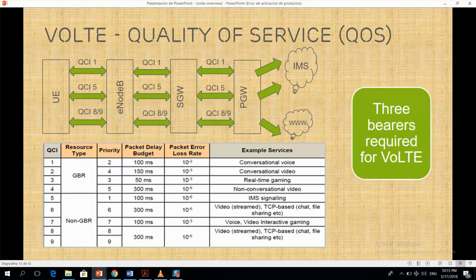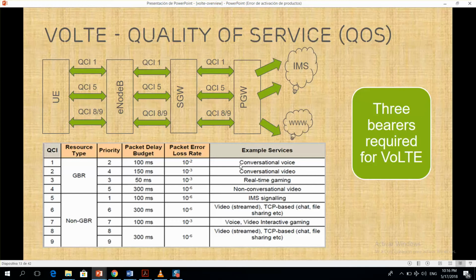Then here we look at the VoIP quality of service. What are the QCIs? We have QCI 1, QCI 5, QCI 8 and 9. You have your eNodeB, and your QCI going all the way to the serving gateway and the packet gateway. These are the pre-configured QCIs. You have 1, 2, 3, 4, where 1, 2, 3, and 4 are guaranteed bit rate, and 5, 6, 7, 8, 9 are non-guaranteed bit rate.